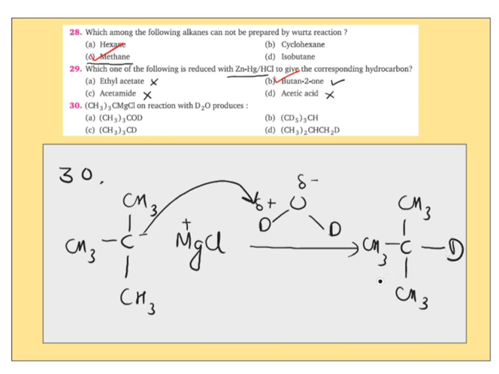Now look for the product, how it is given. The carbon is attached to 3 methyl groups. So (CH3)3, and there is a carbon and there is a deuterium. This is the overall structure and this is a condensed structure.